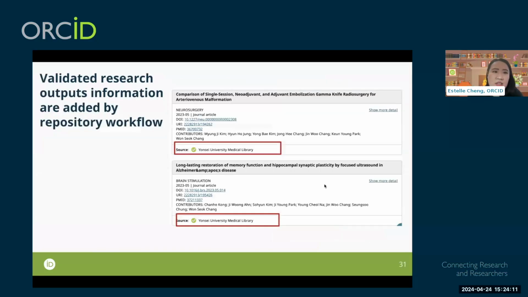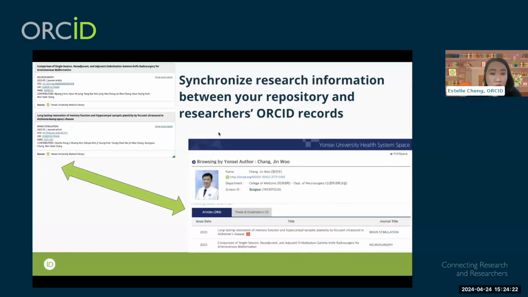And then this is the example again about different research outputs from Yonsei Medical Library, their repository directly. These two are about journal articles. And also eventually to synchronize those research information outputs between your repository and ORCID records. As I said, we want to reduce everybody's time and to ensure you can track those research outputs up to date.